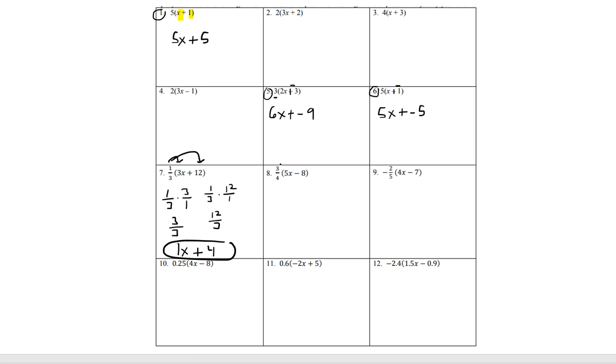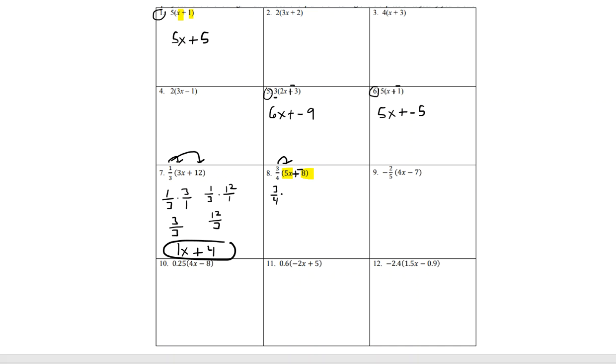Let's go ahead and look at number 8. We're going to distribute the 3/4. Remember that on subtraction, we're going to change all subtraction in this class to adding a negative. Now we need to distribute the 3/4 to both of the terms inside the parenthesis. The 3/4 is going to get multiplied by the 5x, and the 3/4 is going to get multiplied by the negative 8. So here we go.